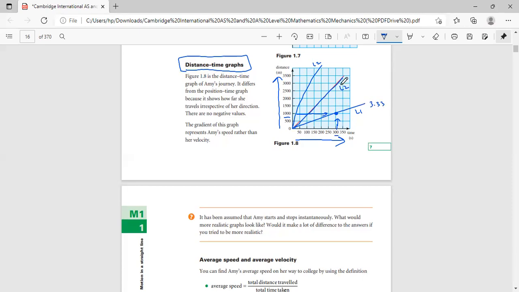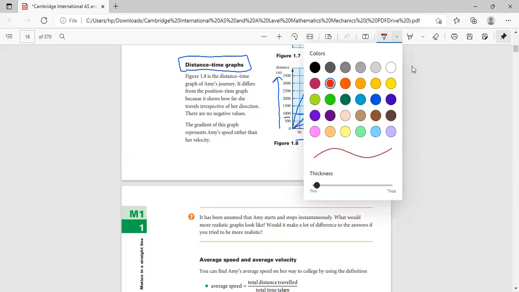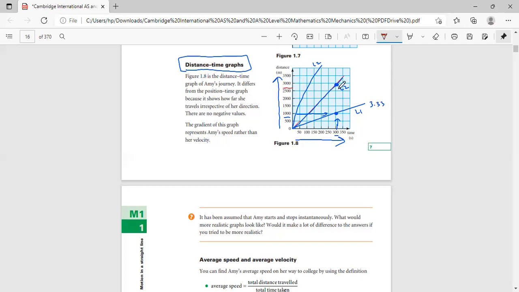And what about L2? Take any point here, like this one. Now the distance is 3000 and the time remains 300. So it's 10 meters per second. What about this line?